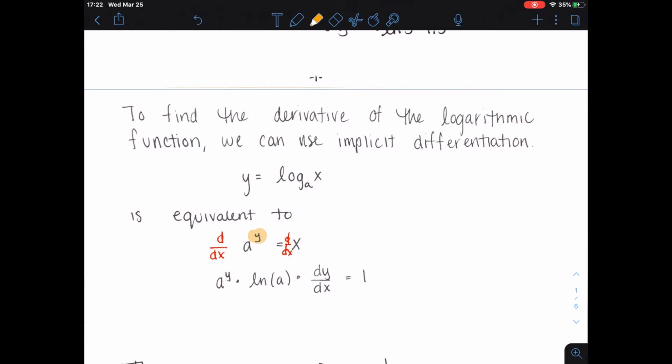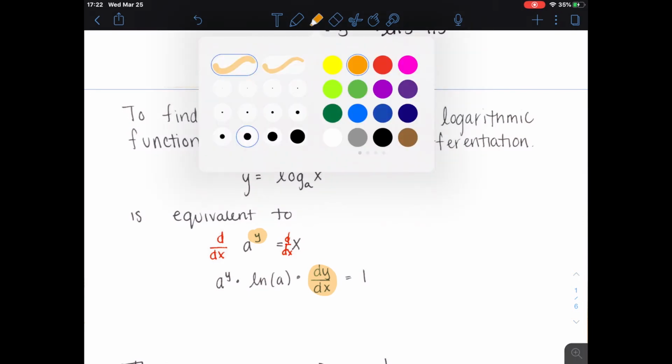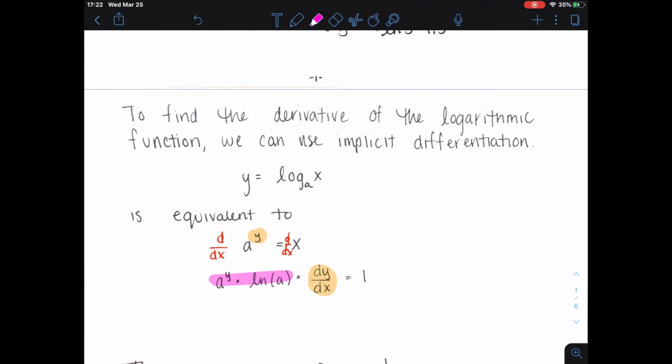Because you have this y up here, implicit differentiation tells you that you get y prime or dy/dx attached. And then the derivative with respect to x of x is just 1. Okay? So I'm solving for this derivative. I'm going to go ahead and just divide both sides by this a to the y ln of a. And so that gives us the derivative of y with respect to x is 1 over a to the y ln of a. But a to the y is just x, so this is 1 over x ln of a.